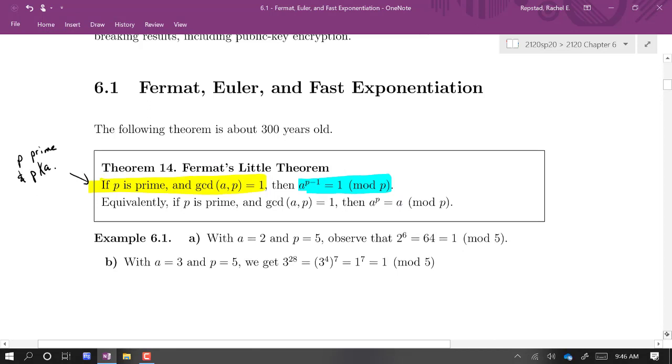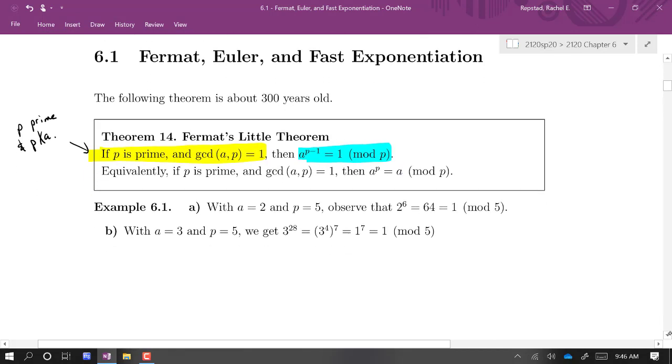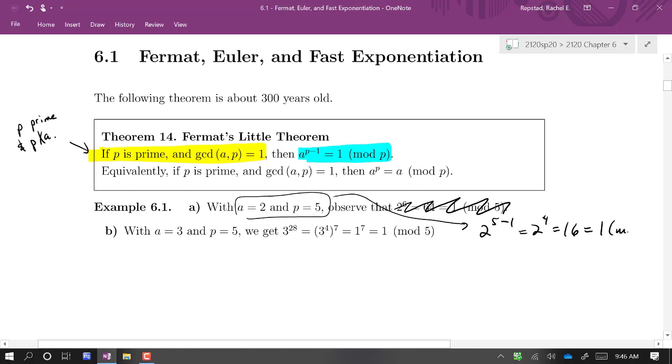We'll just make a couple of observations, a couple of examples to look at. If A is 2 and P is equal to 5, then, and I'm going to cross this out because this equation is not true, what we get is that 2 raised to the 5 minus 1 power, this is 2 to the 4th, and that's 16, and that is in fact equal to 1 mod 5.